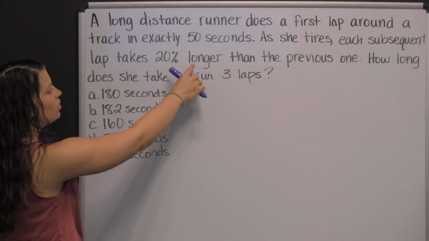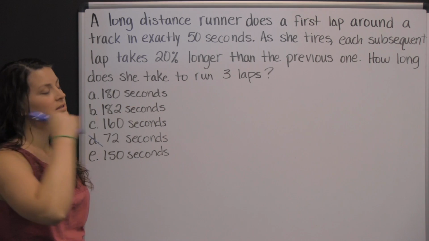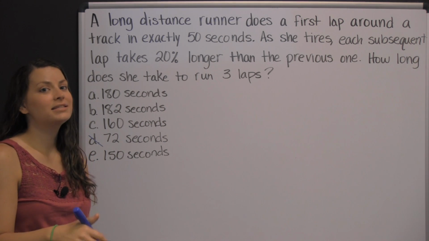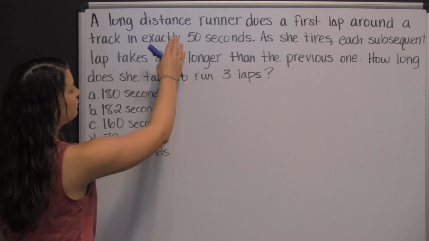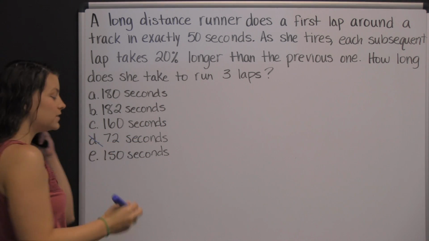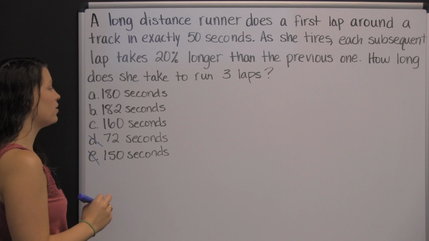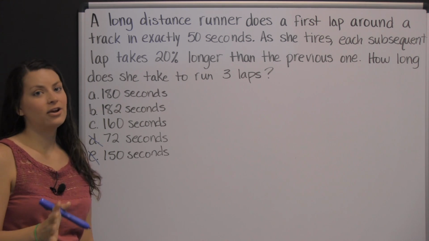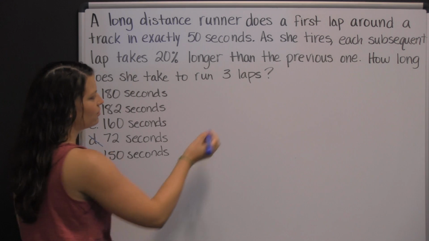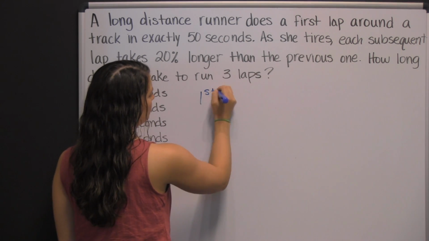And since it's taking her longer for the other ones, meaning more than 50 seconds, that means it's going to take more than 50 times 3, or more than 150 seconds. So we can eliminate E as well. We've already narrowed it down, so our chances of getting this correct are even better now. So let's lay out what we know.